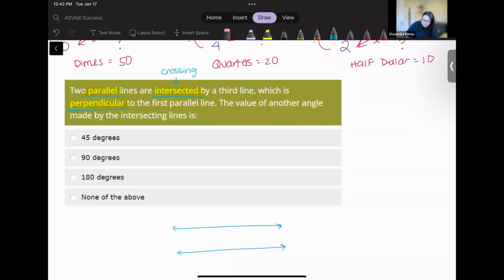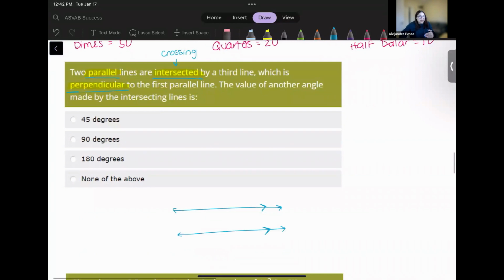And parallel lines are symbolized by these little matching tattoos, little arrows that they have in the middle. And they're intersected. In other words, they're crossed by a third line. And they mentioned that that third line is perpendicular. Perpendicular means that when the line crosses, it creates a beautiful 90-degree angle. So it's going to cross exactly like wham, across.